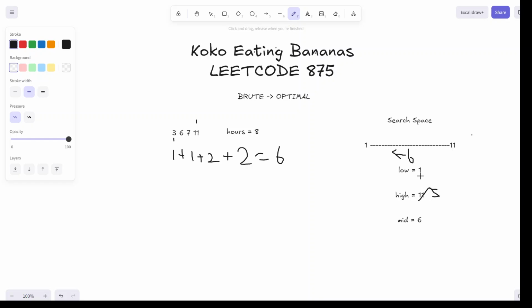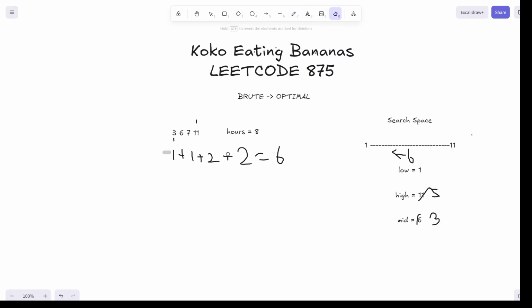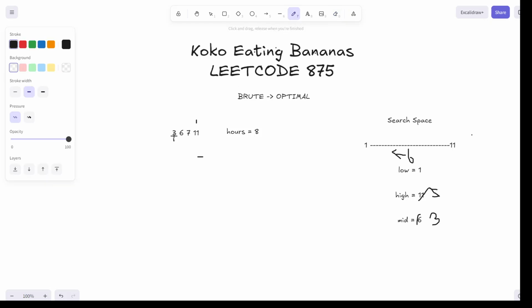And with 1 and 5, the mid would be at 3: 5 plus 1 is 6, divided by 2 is 3. Okay, so now let me erase this to have a clear understanding. Now Koko is eating 3 bananas per hour. So if she eats this first pile, she will take 1 hour, of course. And for the pile of 6 bananas, she will take 2 hours, of course.